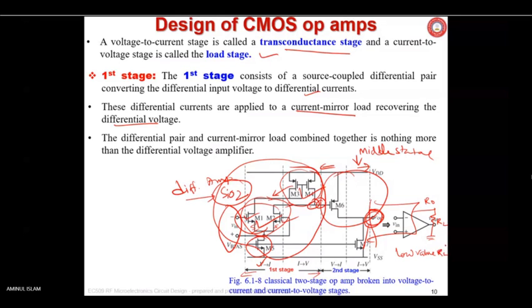So that you can drive a low value RL, you may have a third stage, or output stage, also called buffer stage, to give low value RO. Understood? RO is of this block, the last stage.